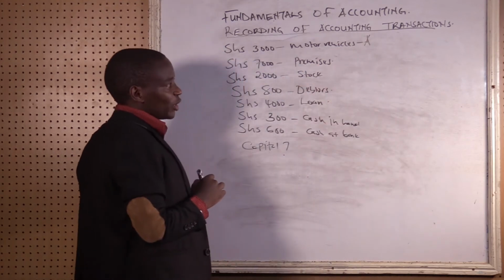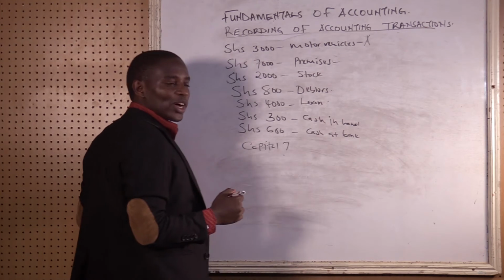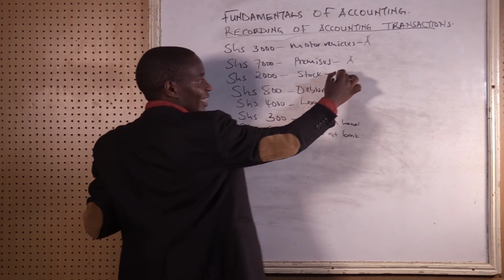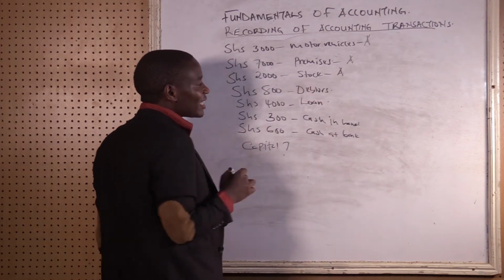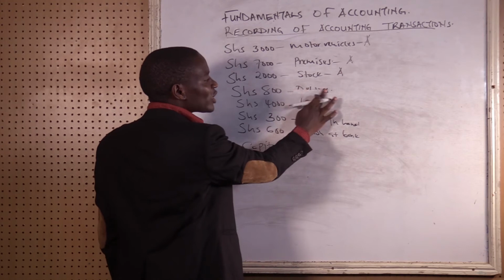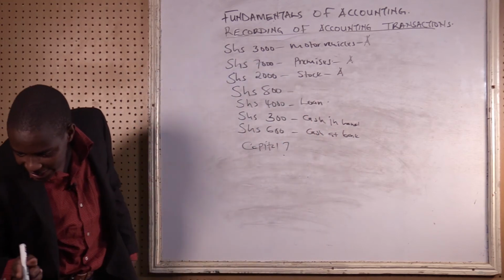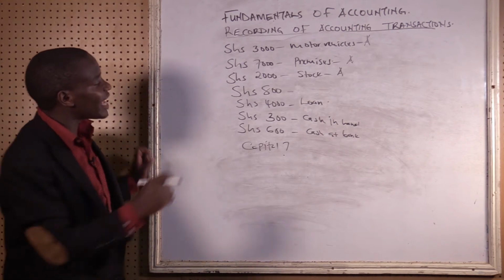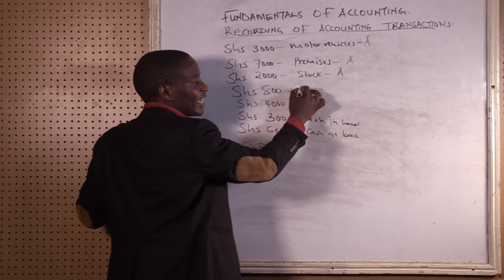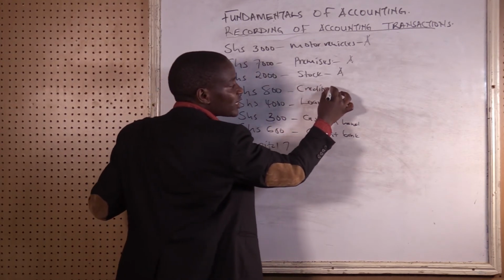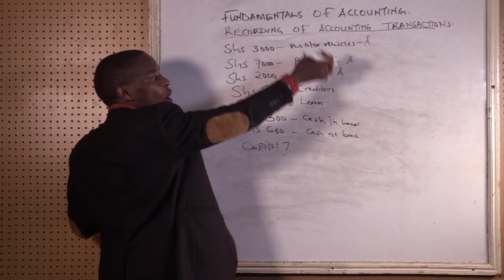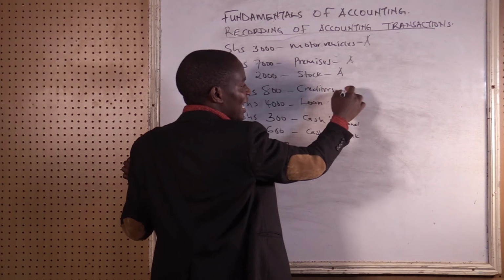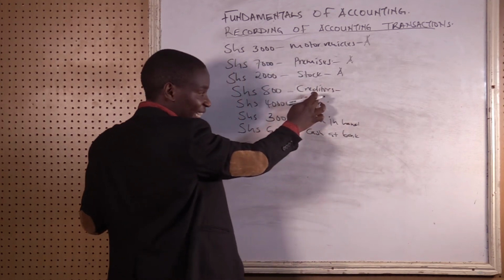We can have A to represent assets. Premises, we said it's what? Assets still, good. Stock, we said it's also asset. Debtors, sorry, this is not this. We are told that he still owes 800 shillings in respect of them. That is not debtor. Sorry for that. It is creditors because they had bought stock on credit, which they had not paid. So it's not debtors, it is creditors.